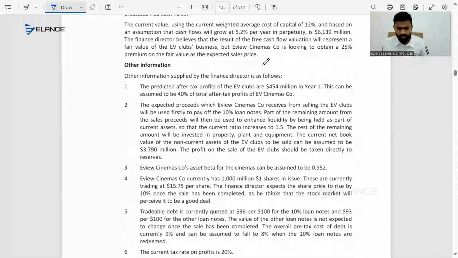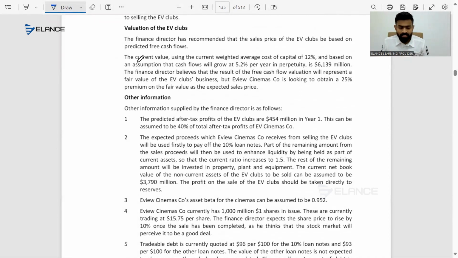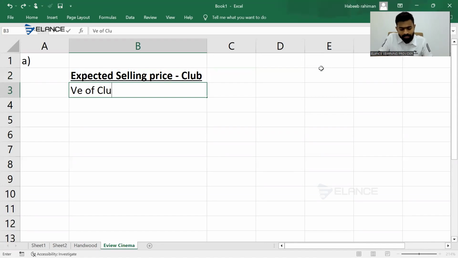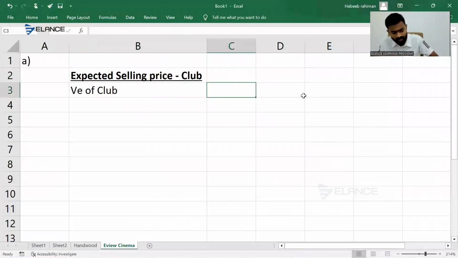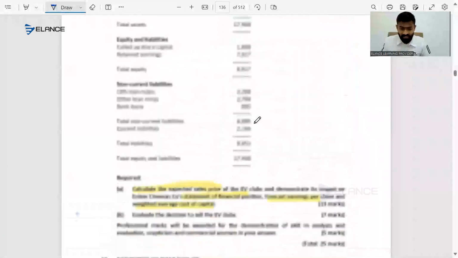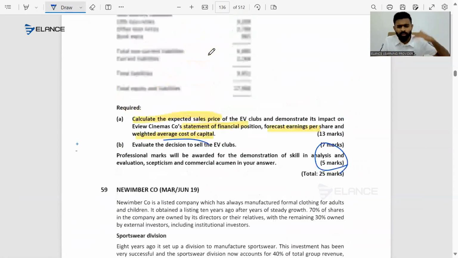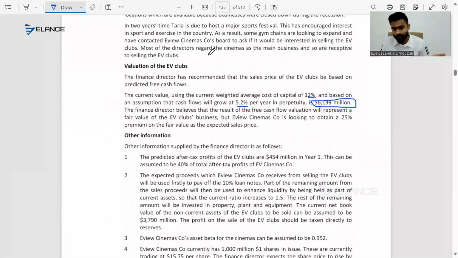See, you can read here: the current value using the WACC 12% and based on the assumption that cash flows will grow by 5.2% in perpetuity, 6139 is the current value of the club. That is directly given. So the value of equity of the club is directly given. How much is it? 6139. It is directly given in the question. See, this question is asking one more additional thing to calculate, the change in WACC. That's why, in order to give marks for WACC, they reduced the steps for the business valuation part. They directly gave the figure.